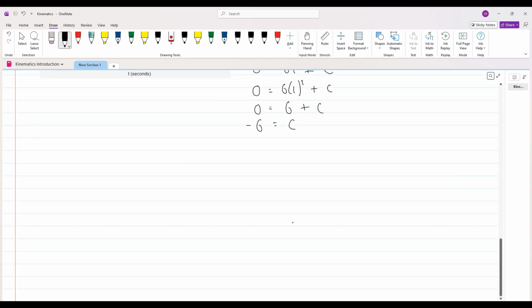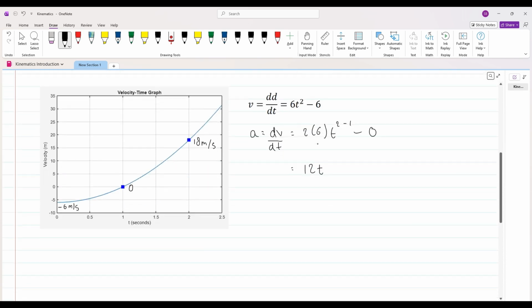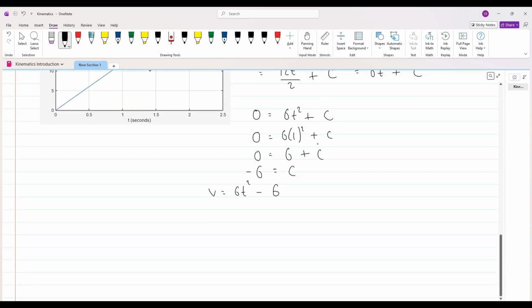So our final integrated equation is v equals 6t squared minus 6, which is the same as what we did up here for our velocity, the equation of our velocity. So there we have it.